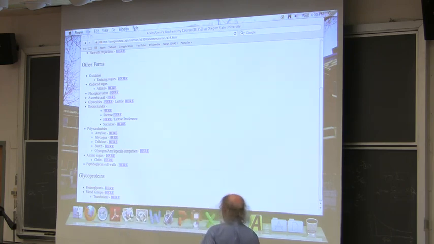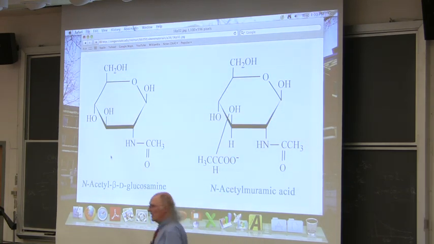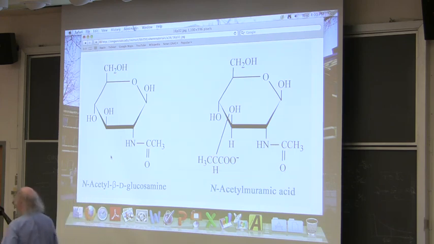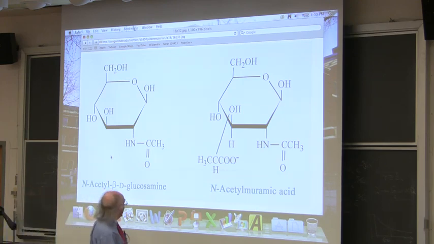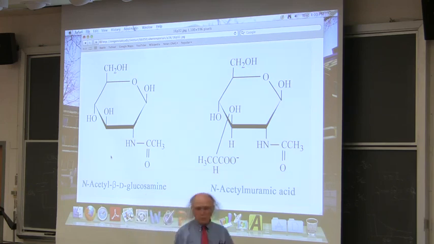Before I get there, though, I need to finish up a couple things. I finished yesterday mentioning amino sugars. And amino sugars, as their name suggests, are sugars that have an amine group attached to them. As I noted yesterday, that amine group is usually attached at position 2. There may be other things that are attached as well.